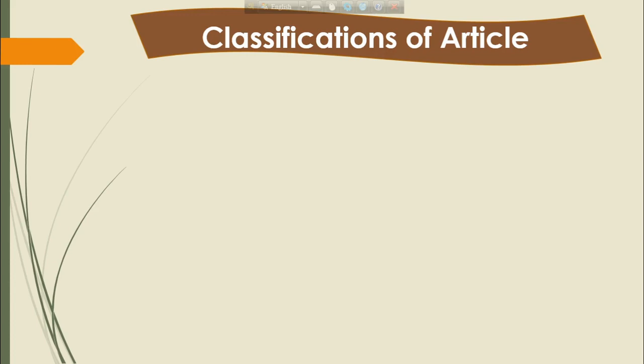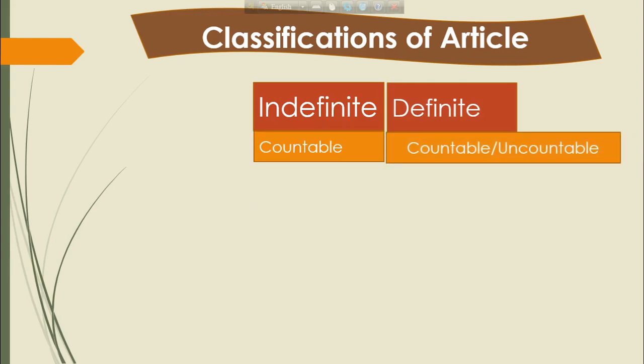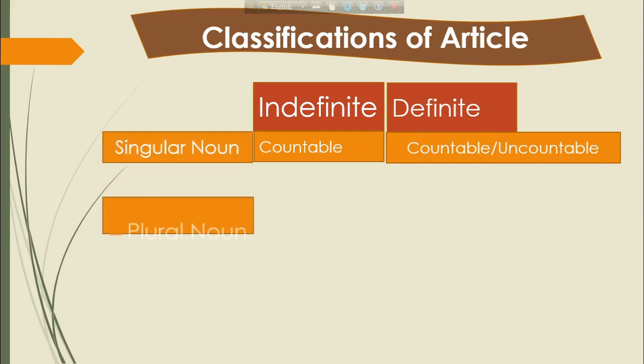So here you have a table to make your concept a little clear. Articles are of two types. They are indefinite and definite. When thinking about article, then we must think about nouns. So nouns are of two types. They are countable nouns and uncountable nouns. Countable nouns are also two types, singular nouns and plural nouns. So when we are thinking of a singular and countable noun, then we use a or an.